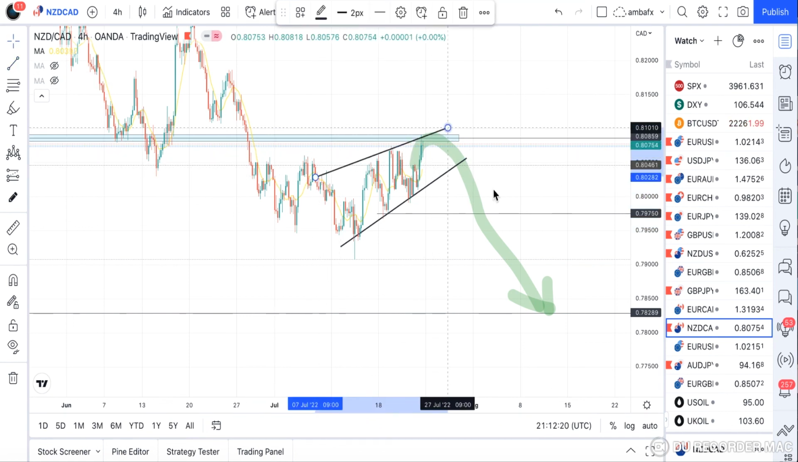Just wait for it to come here, and if it breaks it, then you look for a bearish setup. I hope you enjoyed this setup.